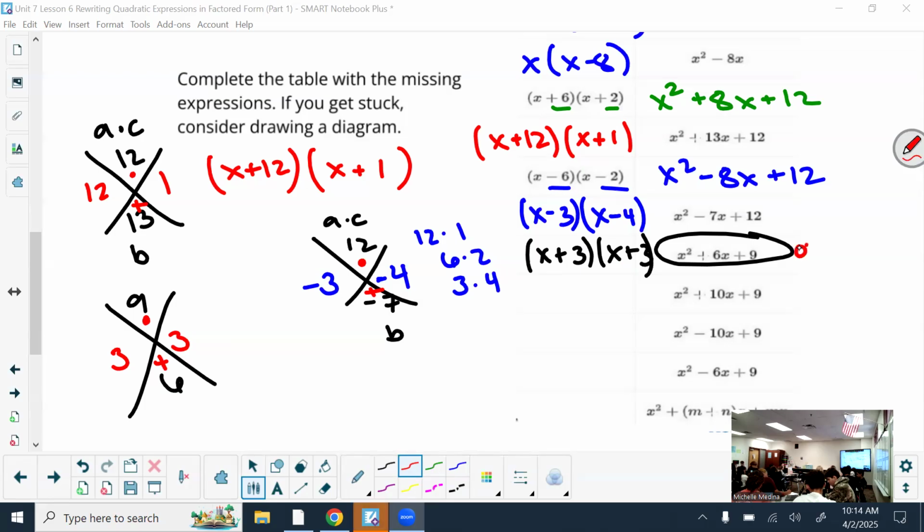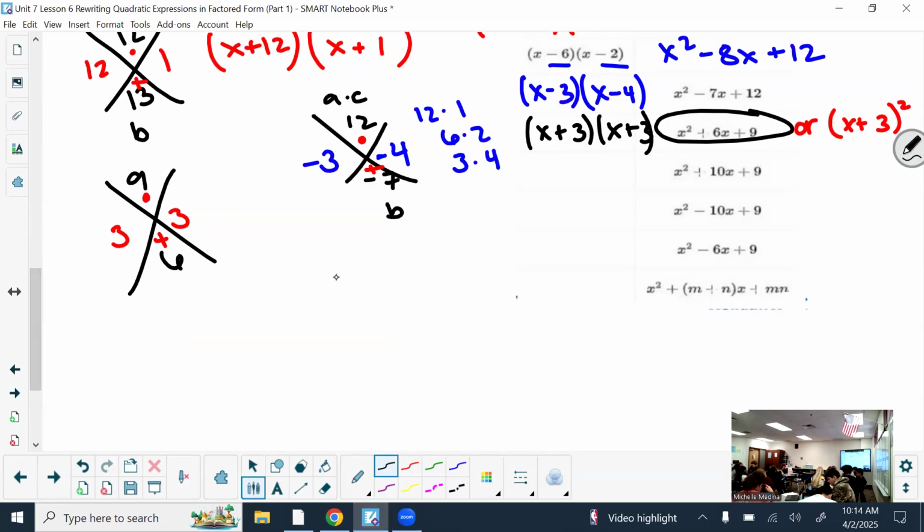You can also write it a little more condensed, like this, only because they have the same exact parentheses. So you can write it as just (x + 3) squared. Good on that one?